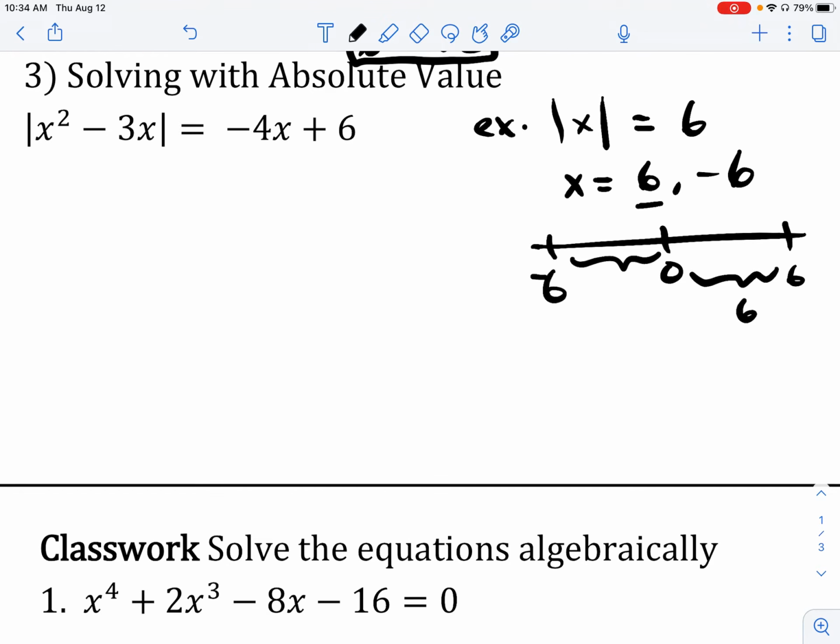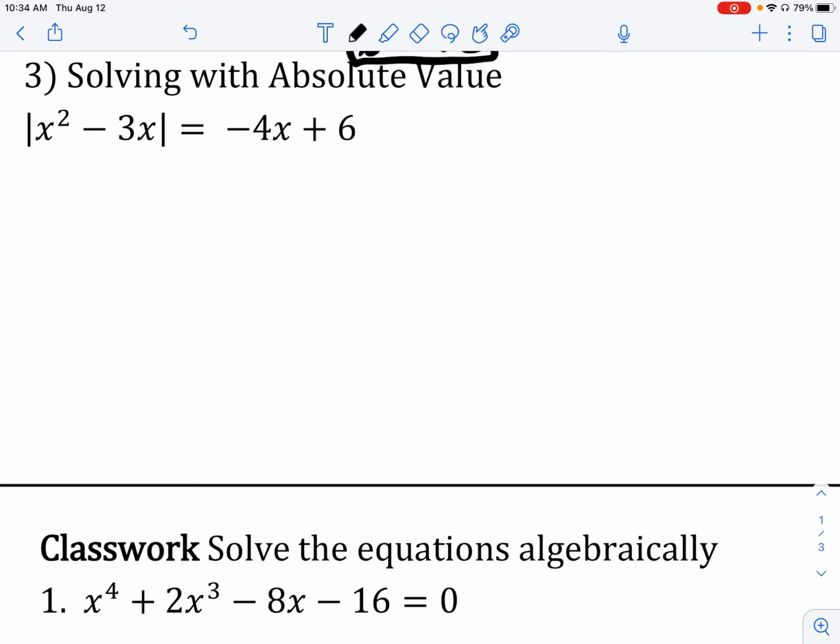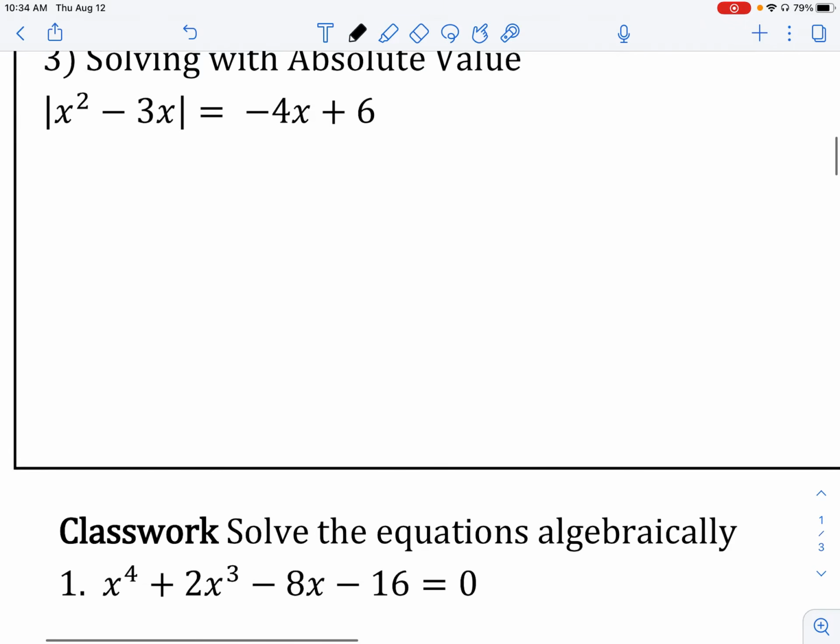That has a distance of 6 from 0. So what that means for us is when we're solving an equation with the absolute value, we have to understand that we can have both a positive and negative inside that absolute value. Now, what that results in is two separate equations. We want to first say x squared minus 3x is equal to -4x plus 6. In other words, as it's written.